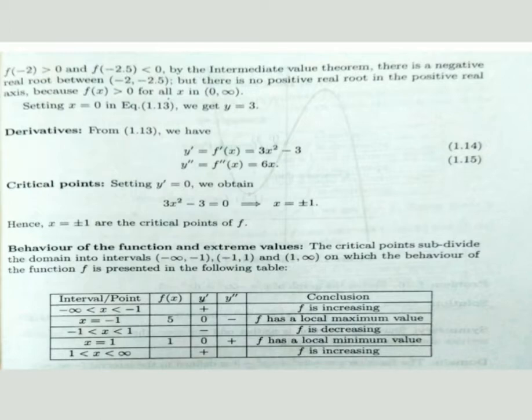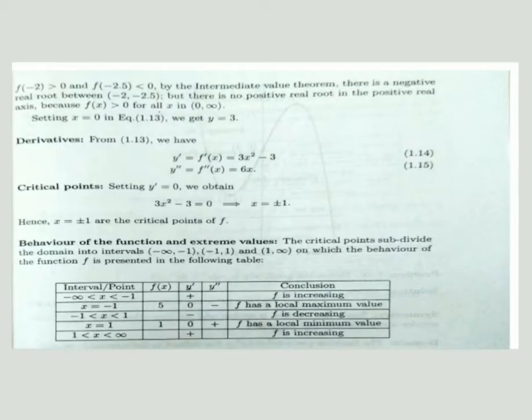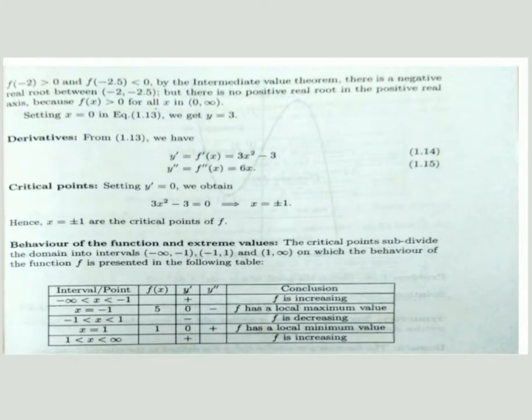Now set x equal to 0, what will we obtain? We will obtain y equal to 3, is it? So there is a y intercept. Next, the derivative y dash will be 3x square minus 3, y double dash is 6x. To find the critical point, set y dash equal to 0. So what will we obtain? x will be plus or minus 1. So plus or minus 1 are the critical points.